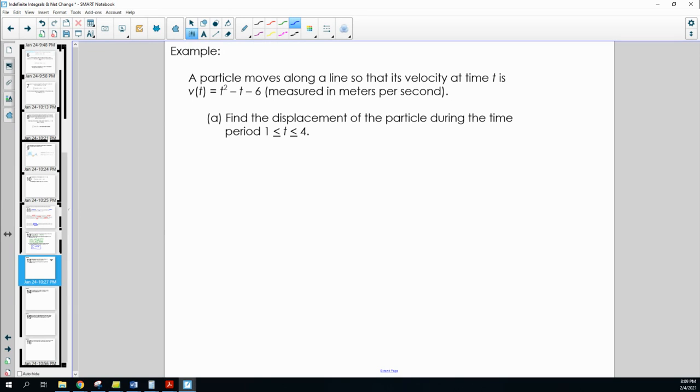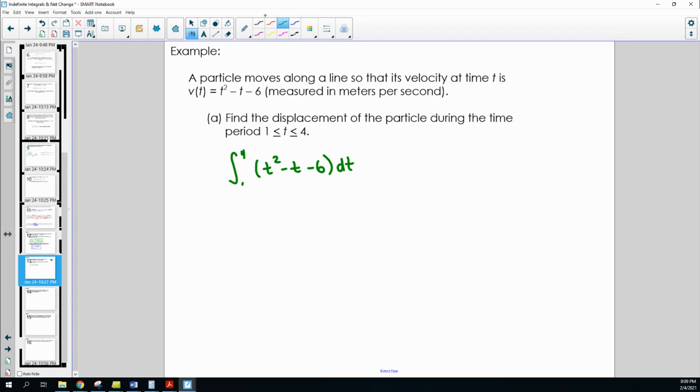Okay, so here we have a particle that moves along a line so that its velocity at time t is this thing. Find the displacement of the particle during the time period 1 to 4. Okay, so now we're going to set this up as an integral, right? Because displacement means I'm going to use the integral of the velocity, not the absolute value, just the velocity. So my interval is between 1 and 4. So here's 1, here's 4, and I'm using my v of t. So I know what that function is. It's t squared minus t minus 6, and I'm going to put dt here.